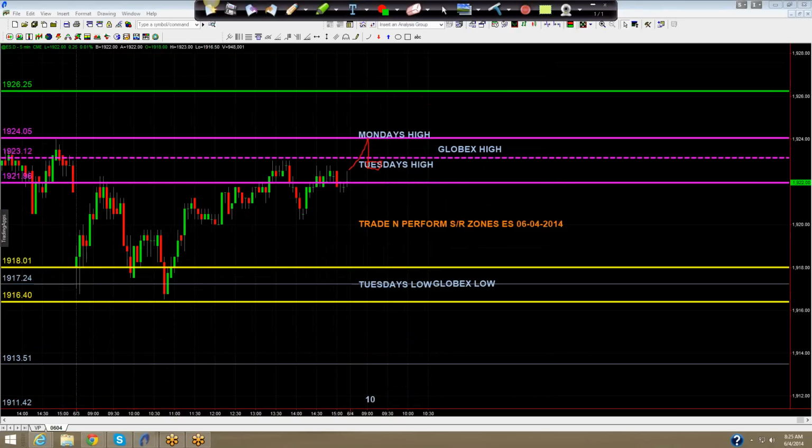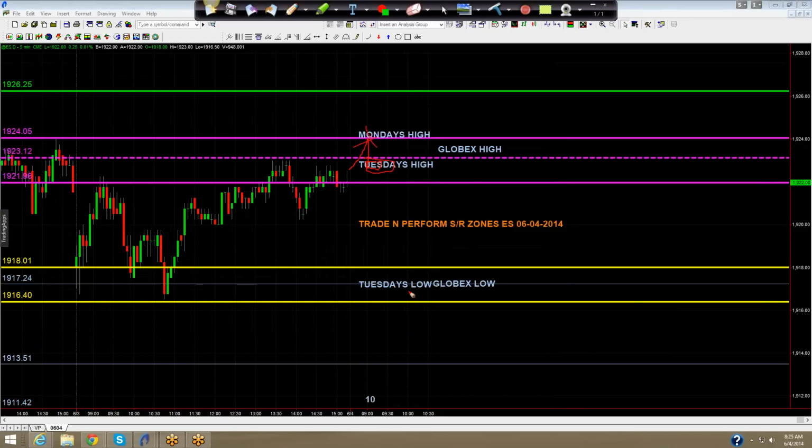Sorry, I missed that. 1923. So Tuesday's high and Globex high are essentially sitting in the same place. The trap in this area has to be set here, not at Monday's high. And then of course first hour high, first hour low is potential.